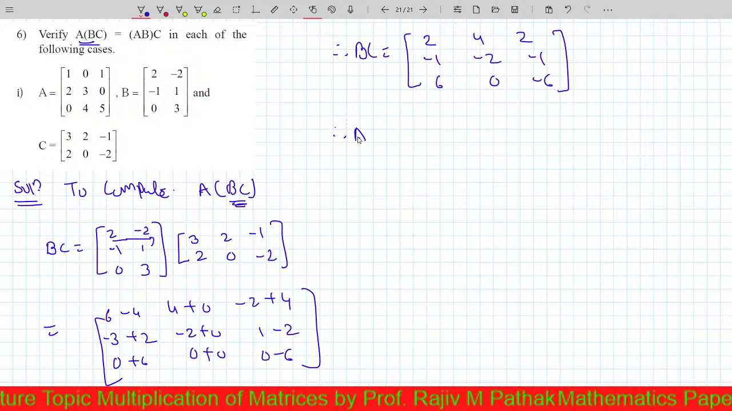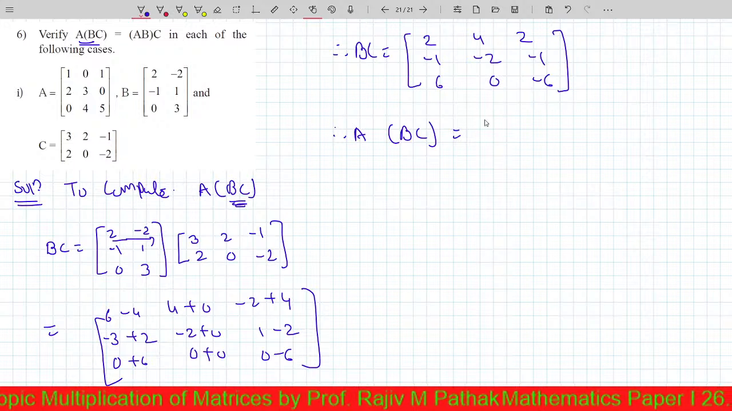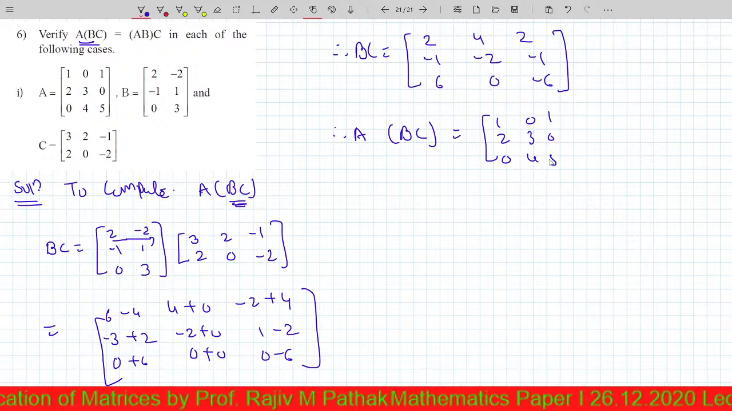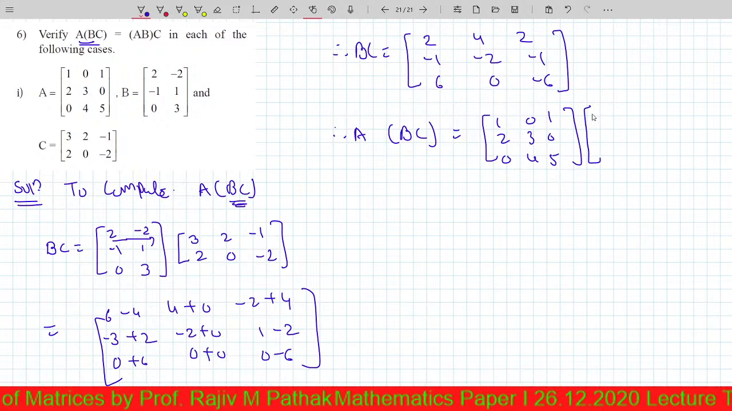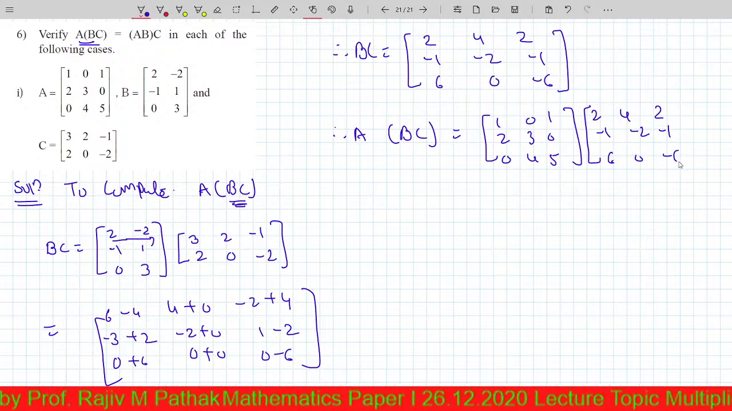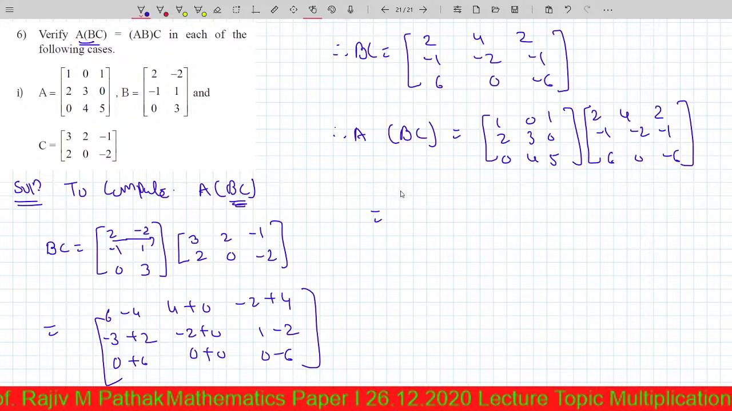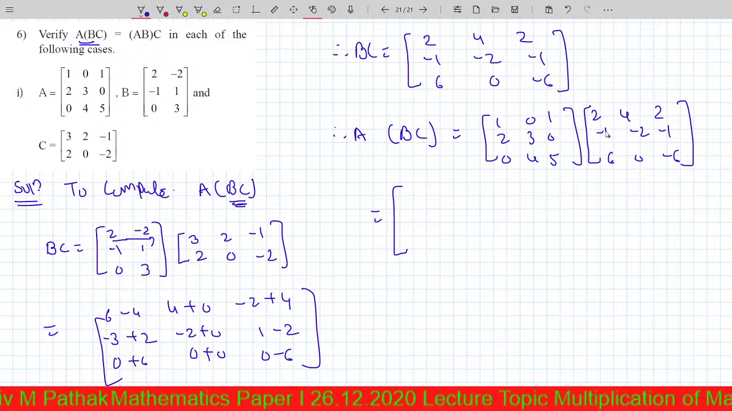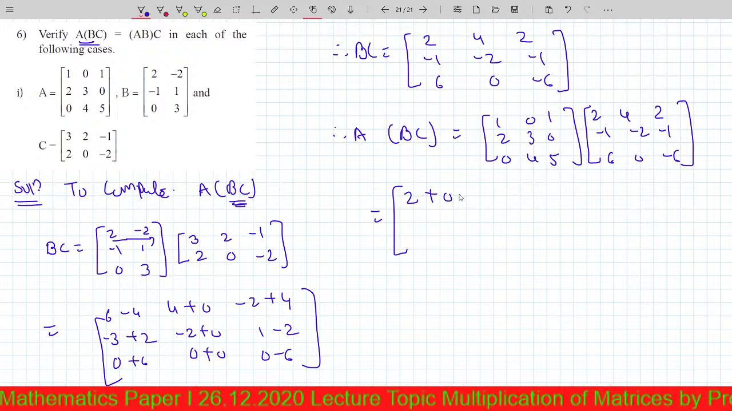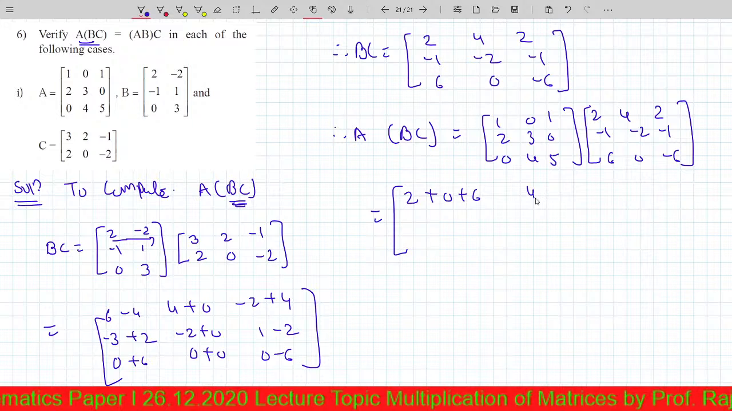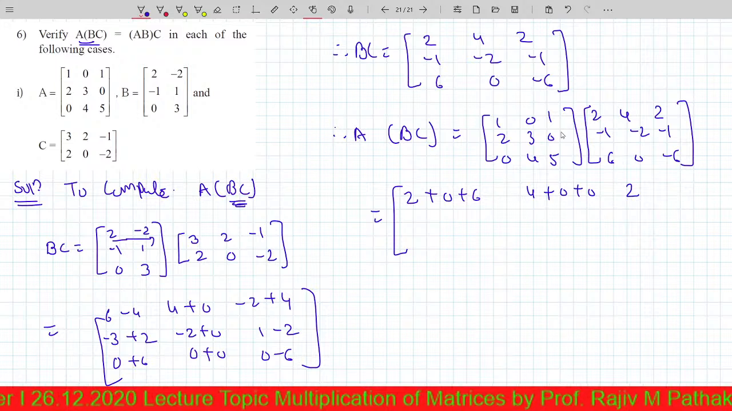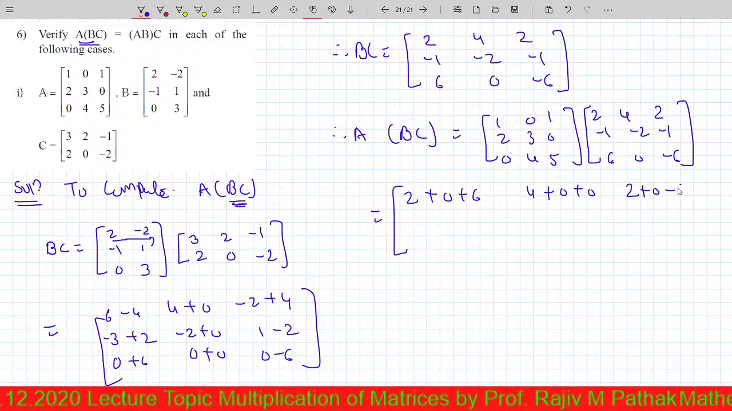Okay, then you compute A into BC. Once you get BC, then you compute A into BC. So what is A? 1, 0, 1, 2, 3, 0, 0, 4, 5. And BC is 2, 4, 2, minus 1, minus 2, minus 1, 6, 0, minus 6. Now multiply it. First row and first column. So 1 into 2 is 2, 0 into minus 1 is 0, 1 into 6 is 6. Space, 1 into 4 is 4, 0, 0. Then 1 into 2 is 2, 0, 1 into minus 6 is minus 6.